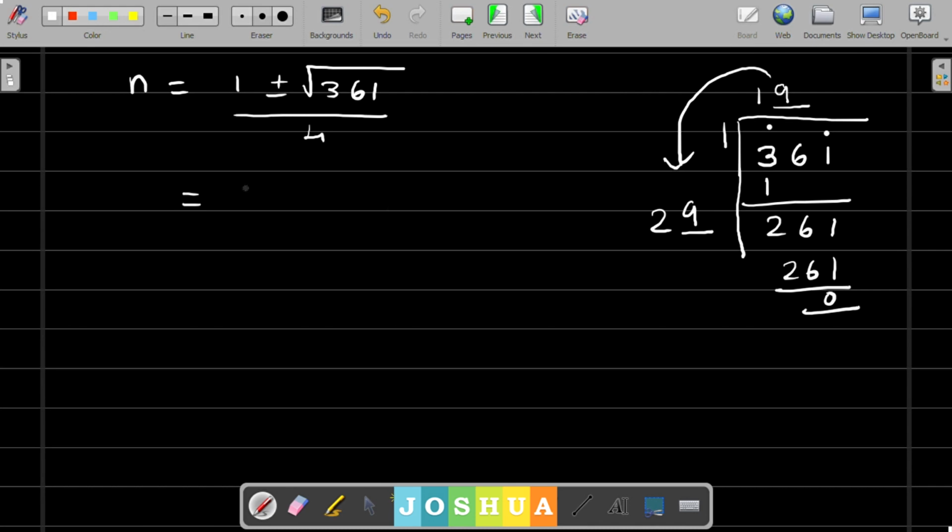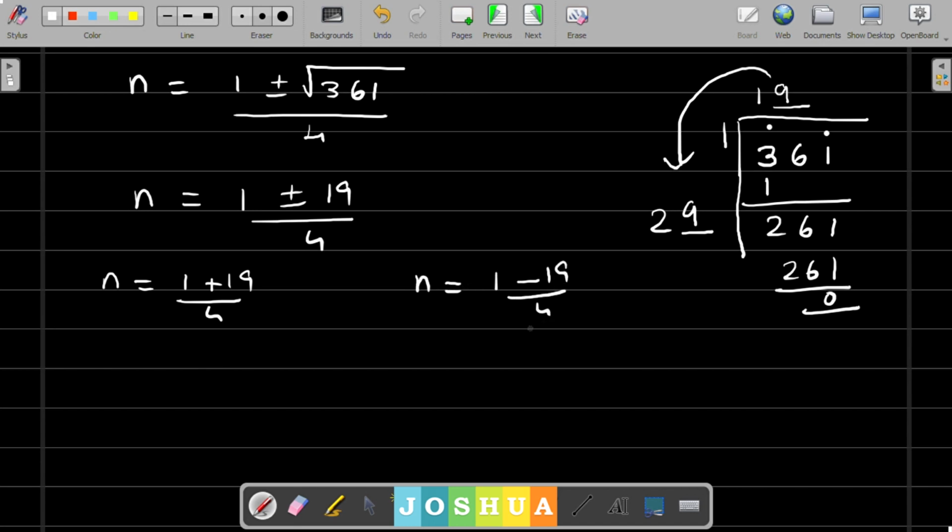So the answer is n equal to 1 plus or minus 19 upon 4. So there are two roots possible, because we plus one value and minus another value. So I am writing both here. So n is equal to 1 plus 19 by 4. This is one root. Another root, n is equal to 1 minus 19 by 4. 1 plus 19 is 20, 20 by 4, so n is equal to 5. In the other case, n is equal to minus 18 by 4, that is n equal to minus 9 by 2.